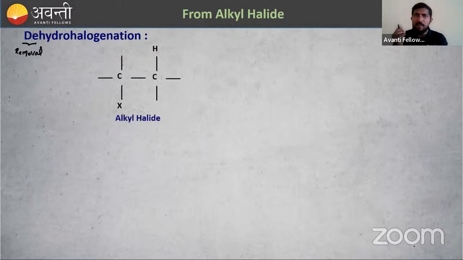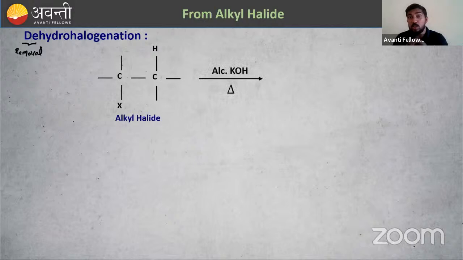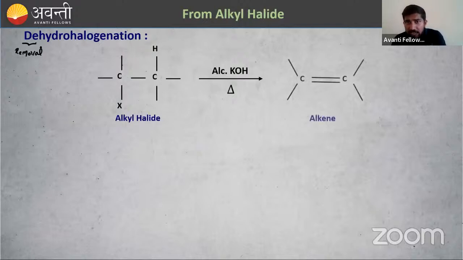Then the reaction. We have an alkyl halide. Methods of preparation means we have some functional group, we add some reagent, and then it gets converted into our alkene. Here we take the alkyl halide. Then we need alcoholic KOH and delta, which means heat. We are giving high temperature. So the alkyl halide gets converted into alkene.